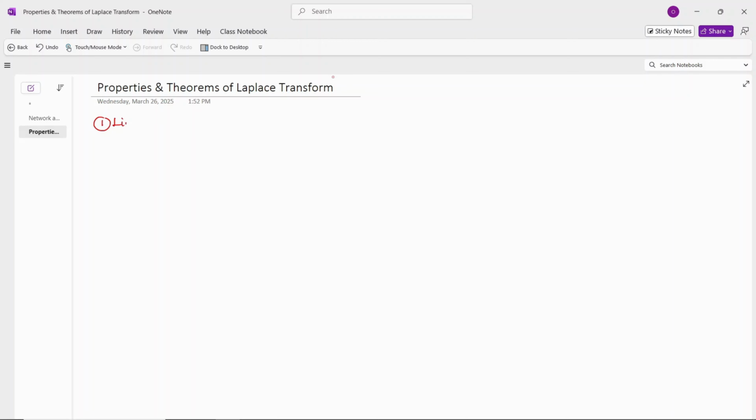The first property is the linearity property in Laplace transform. This is defined as Laplace of f1 of t plus f2 of t plus and so on up to fn of t. If you find the Laplace of this function, then you are going to get F1 of s plus F2 of s and so on up to Fn of s.